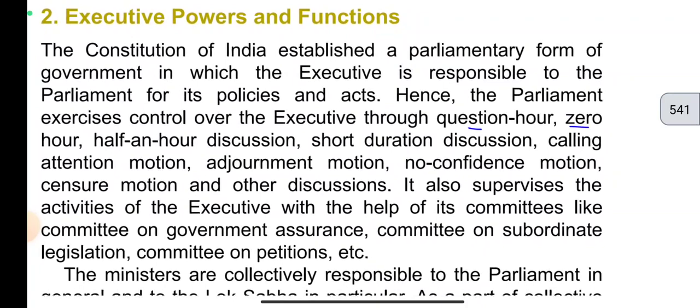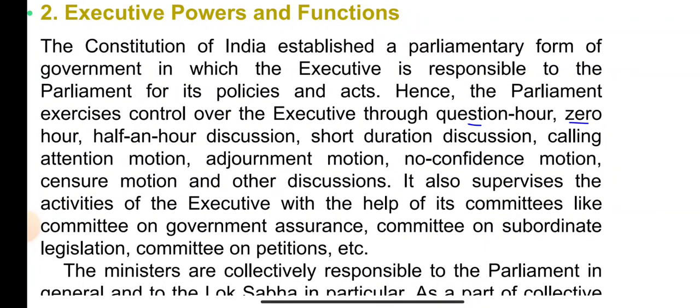Then executive powers and functions. The Constitution of India established a parliamentary form of government in which the executive is responsible to the Parliament for its policies and acts. Hence, the Parliament exercises control over the executive through question hour, zero hour, half an hour discussion, short duration discussion, calling attention motion, adjournment motion, no confidence motion, censure motion, and other discussions. It also supervises the activities of the executive with the help of its committees like Committee on Government Assurance, Committee on Subordinate Legislation, Committee on Petitions, etc.